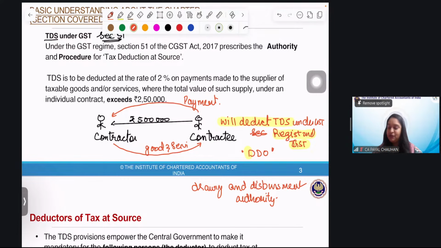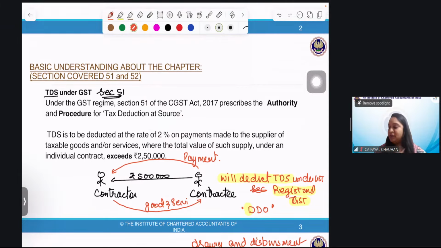Now, TDS under GST. Under the GST regime, Section 51 of the CGST Act 2017 prescribes the authority. Now tell me, in short form only, who is the authority who will deduct TDS? See, you know everything now. It's the DDO who will. You got the word authority now? It's DDO, right?